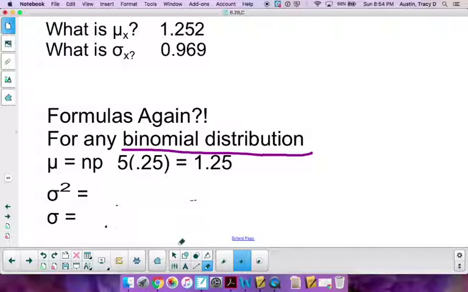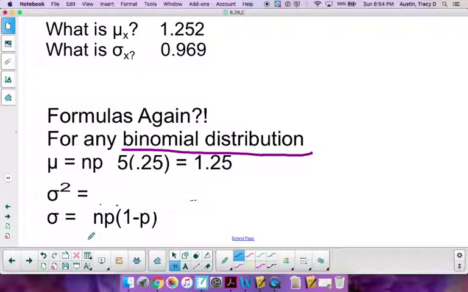Let's try that again. It is NP times 1 minus P. The big thing is, what's the difference between variance and standard deviation? What do you normally have to do to the variance to finish off the job? I don't know why that's not on here. I think I made an oopsie when I was drawing it. It is the square root of that.